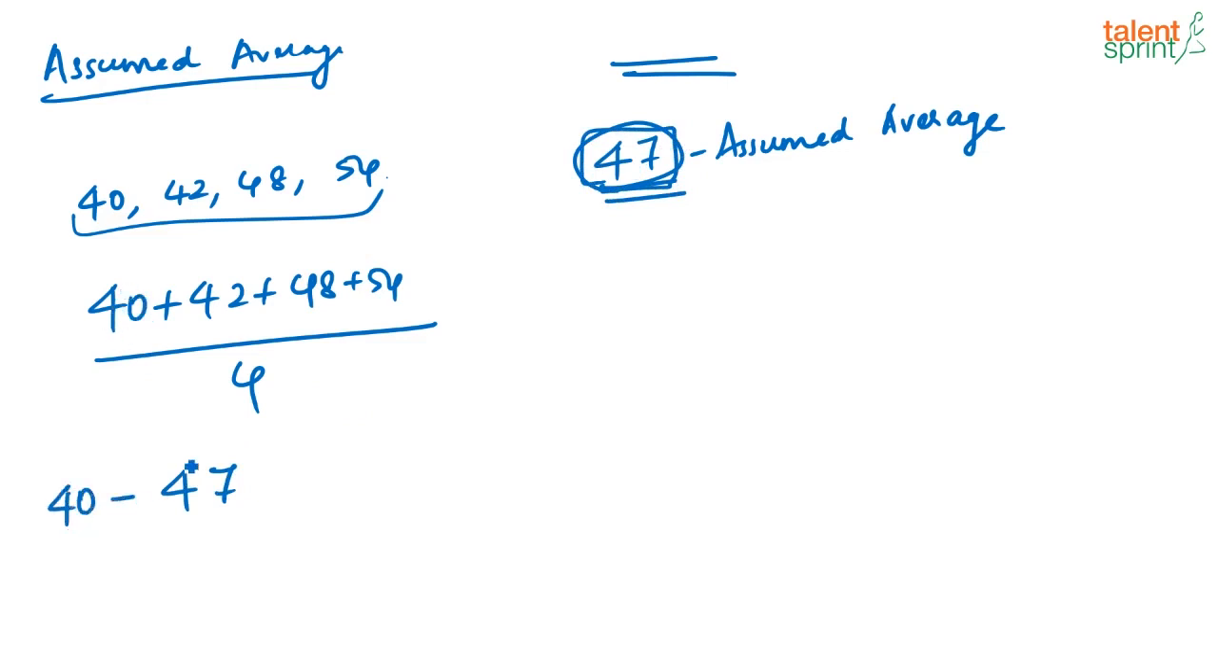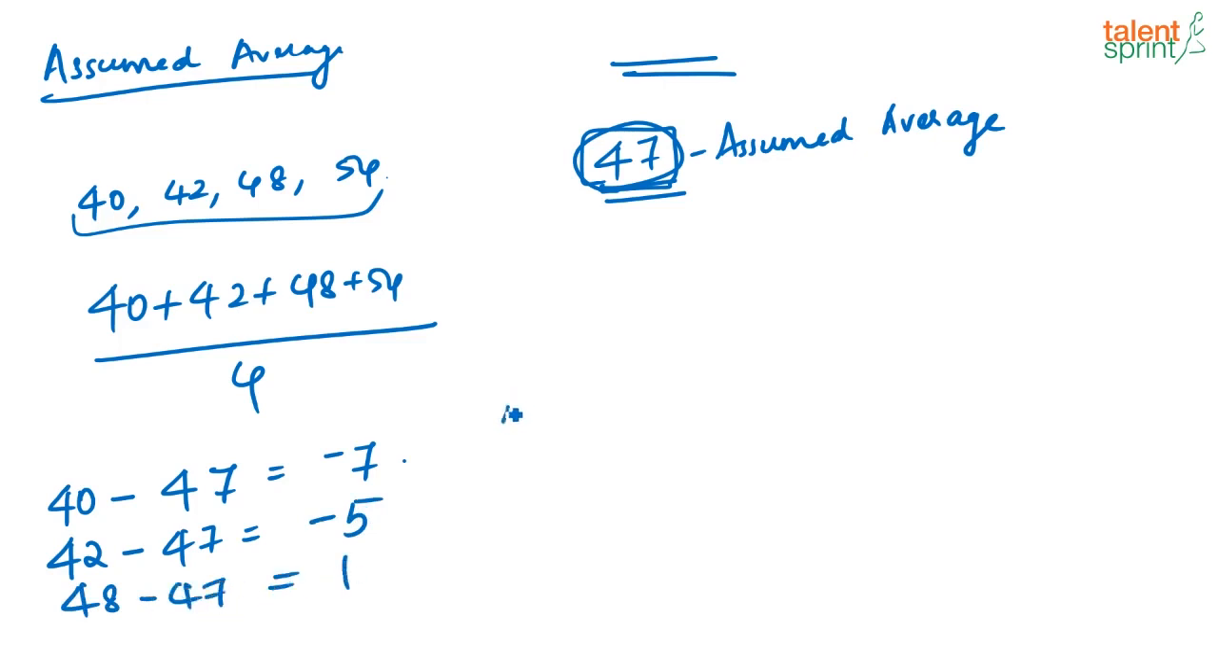So what is 40 minus 47? Minus 7. That is, this assumed average minus 7 is 40. So the deviation of 40 from 47 is minus 7. Similarly, what is the deviation of 42 from 47? That is minus 5. 48 minus 47 is equal to 1, and 54 minus 47 is equal to 7. So these are the deviations of the given numbers from the assumed average.